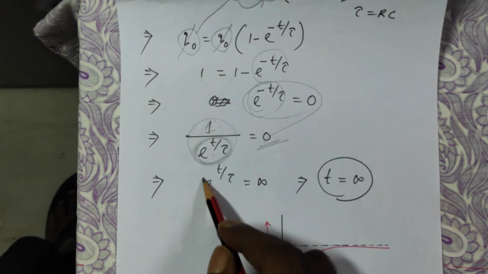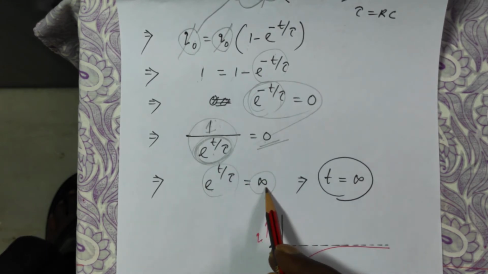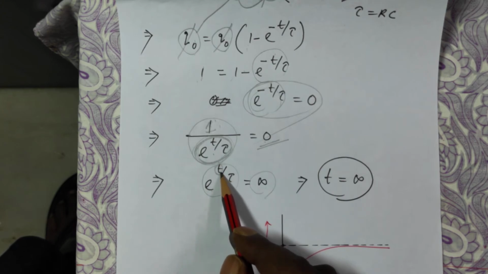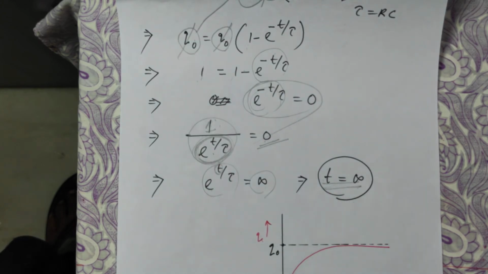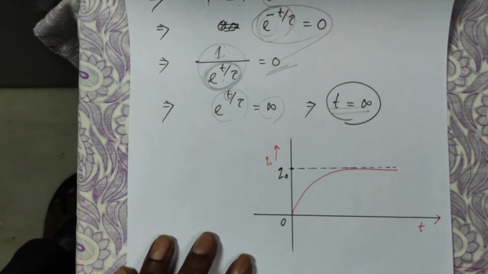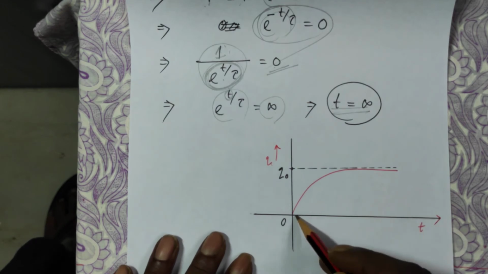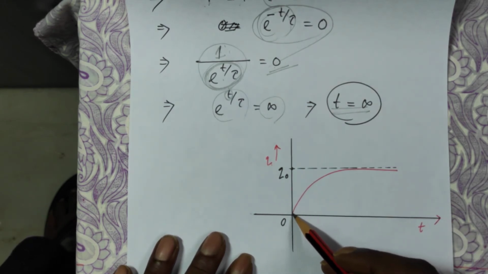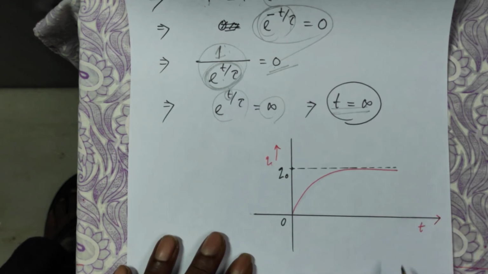So e to the power t by tau is infinite. And when this will be infinite, this is constant, this is constant, so t is equal to infinite. So it will take infinite time to be fully charged. That is what I have explained here. To this side is time, to this side is charge. It started growing. It does not reach the maximum value immediately. It grows like this. It grows like this, right?